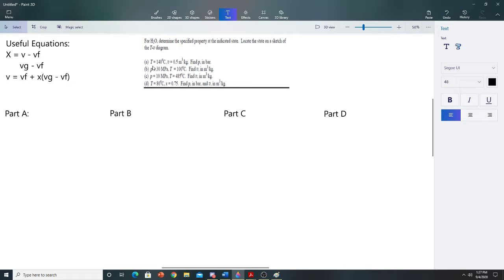So it says part A, we have a temperature equal to 140 and a volume of 0.5. So let me go ahead and write that. We have T is equal to 140 degrees C, and we have volume, little v, specific volume, is 0.5 meters cubed per kilogram, right? So that is what we know for part A. Now what we need to do is figure out where it is located on the chart. That's our biggest problem.